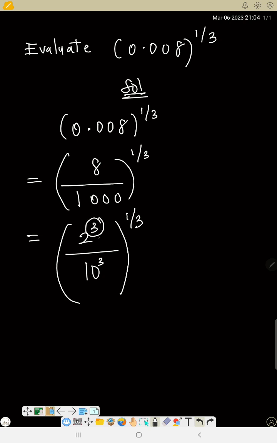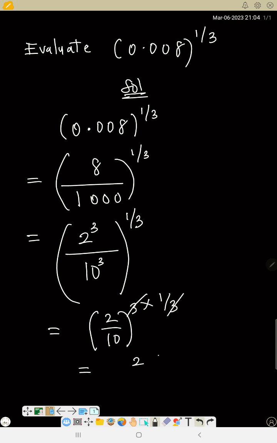Now 3 is here, 3 is also here. So that means 3 is common. Then everything is raised to power 1 over 3. So that 3 will cancel out. So we have 2 over 10. 2 here 1, 2 in 10, 5. So final answer is 1 over 5. Answer. So another question.